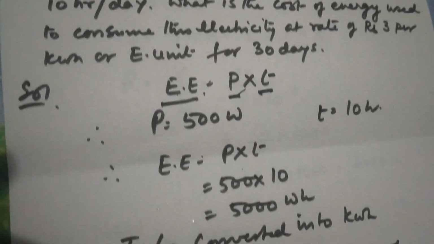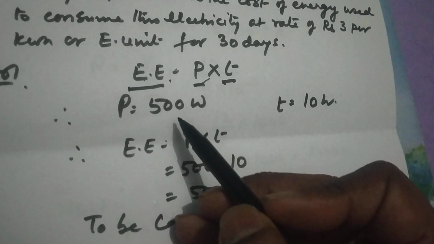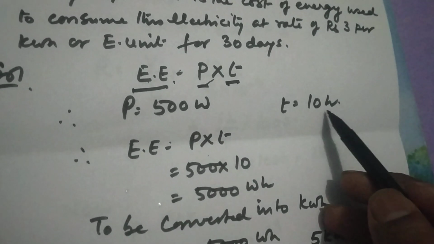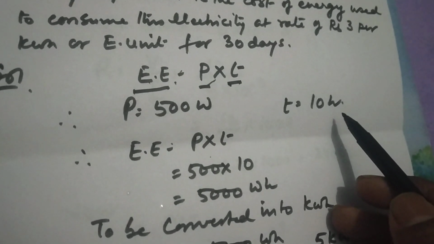Now I am doing the question. You just see what is given to you. I have just written the known quantities. P is equal to 500 watt. Time is given, 10 hours. Always remember that you have to find the electrical energy in terms of kilowatt hour.